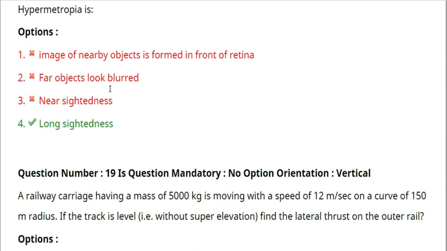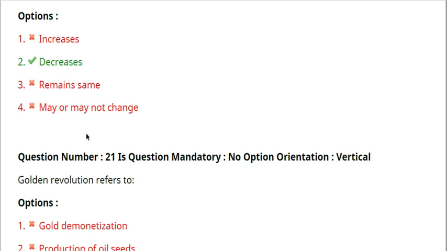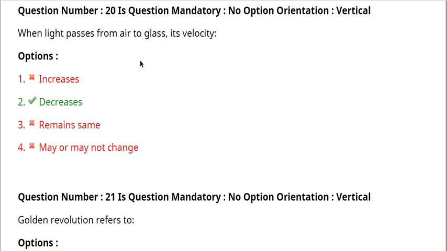Okay. Next, hypermetropia is also called long-sightedness or far-sightedness, whereas nearsightedness is myopia. Long-sighted means an object which is at a distance we can easily see, but we cannot see the person who is sitting near to us. Nearsightedness means myopia, which means objects near you will be seen clearly, whereas objects farther from you will be seen as blurry. When light passes from air to glass, its velocity generally decreases.